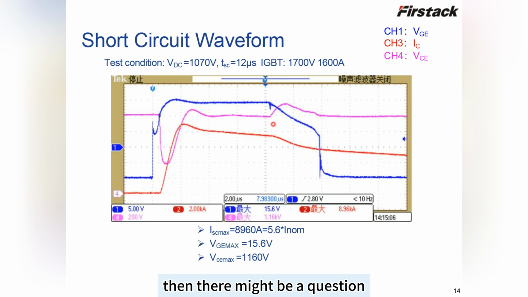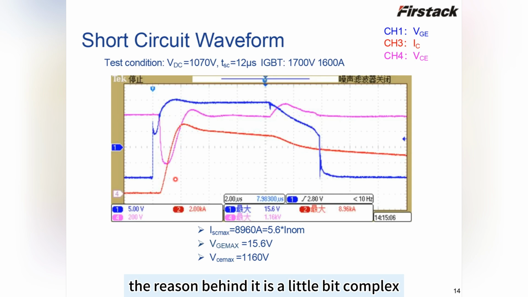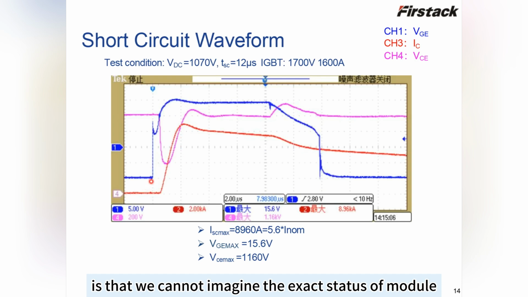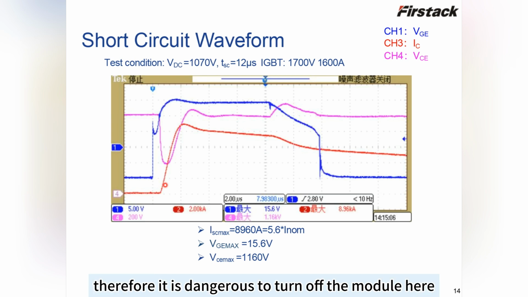Then there might be a question why we didn't turn off our module when the current is increasing. The reason behind it is a little bit complex. Generally, one reason is that we cannot know the exact status of the module during this current increasing process from the cutoff region to the active region. Therefore, it is dangerous to turn off the module here.